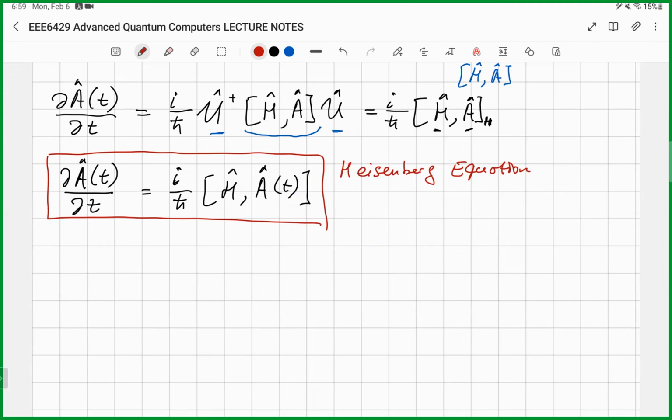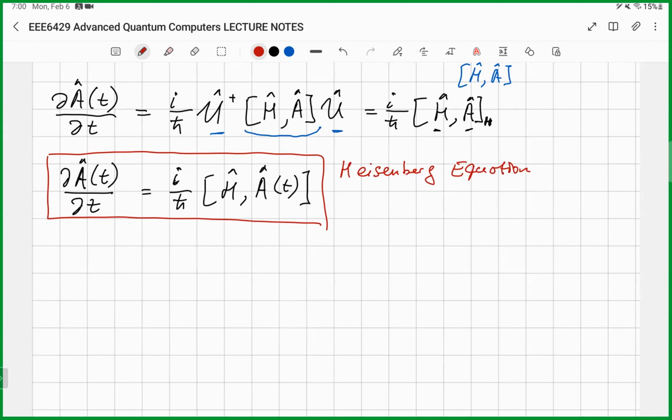That's why the state depends on time. That's why we have this Schrodinger equation that defines the state of the system at any moment in time. But the operator in the Schrodinger picture doesn't depend on time, and of course stays the same. So we don't need any equation to describe the time dependence of the operator.